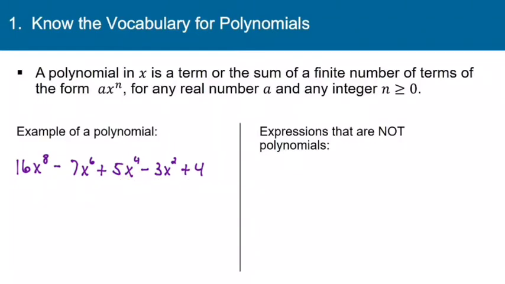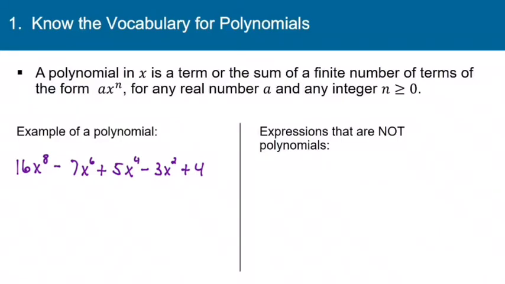So this is a polynomial because it's a sum of a finite number of terms and the powers on the variables are all positive integers. Now this one happens to be written in what we call descending order, meaning that the powers on the variables start with the largest and go to the smallest.